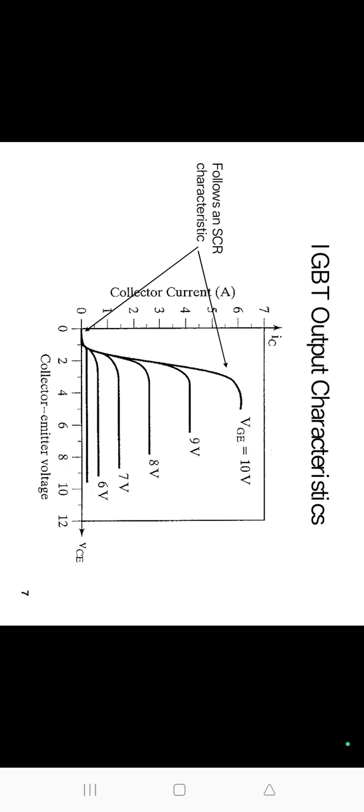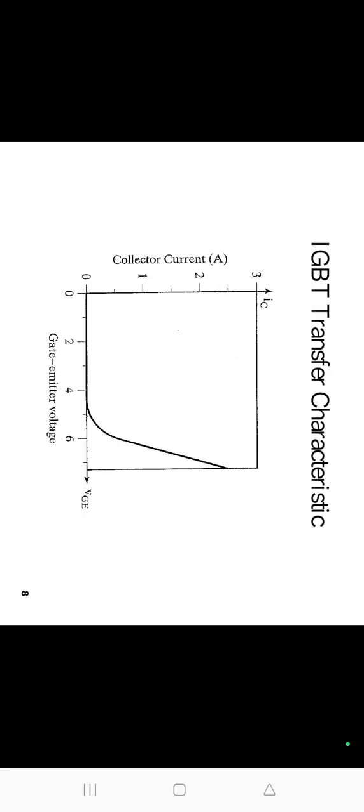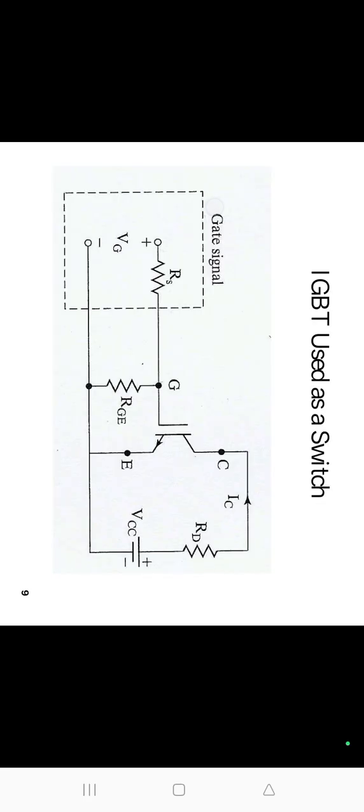Next one is the transfer characteristics of the IGBT. In transfer characteristics, the plot is of the collector current with respect to the gate emitter voltage. In this characteristic, the collector current rises heavily when VGE is greater than VGET, the gate emitter threshold voltage. Observe that once the IGBT goes into the conduction mode, its collector current rises almost linearly with respect to the gate emitter voltage. Next one is the switching characteristics of the IGBT.